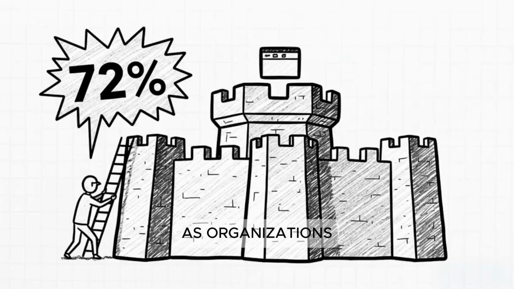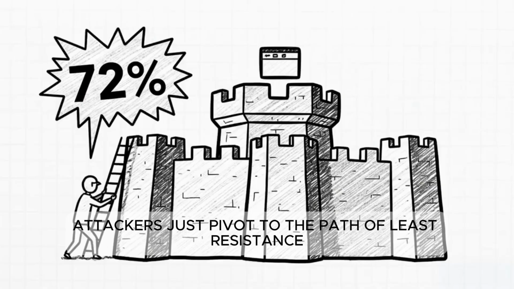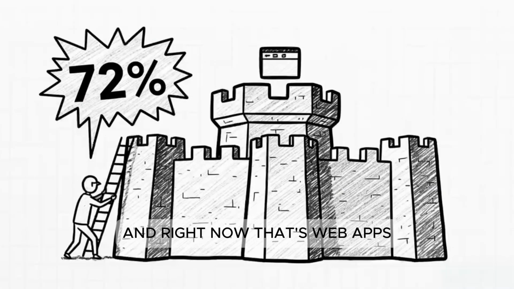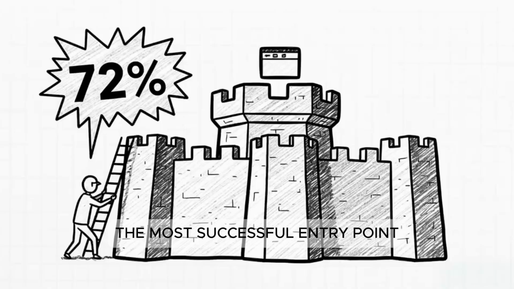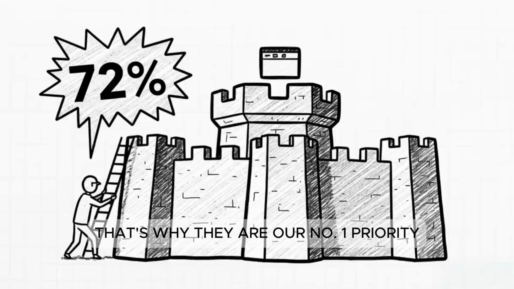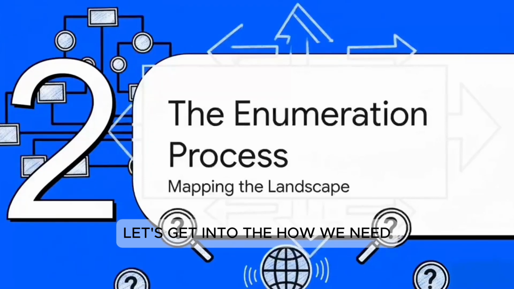See, as organizations get better at hardening their network perimeters, attackers just pivot to the path of least resistance. And right now, that's web apps. They're the most attractive and, honestly, the most successful entry point. That's why they are our #1 priority. All right, so we've got the why down pat. Let's get into the how.